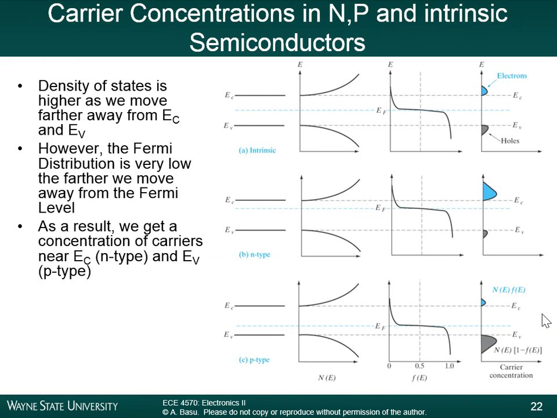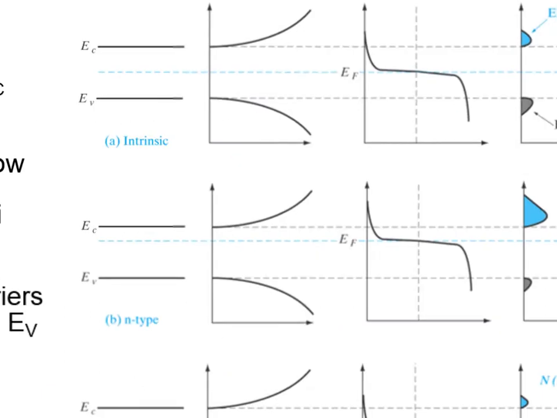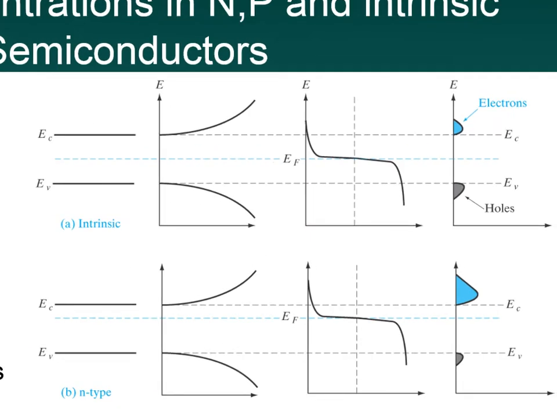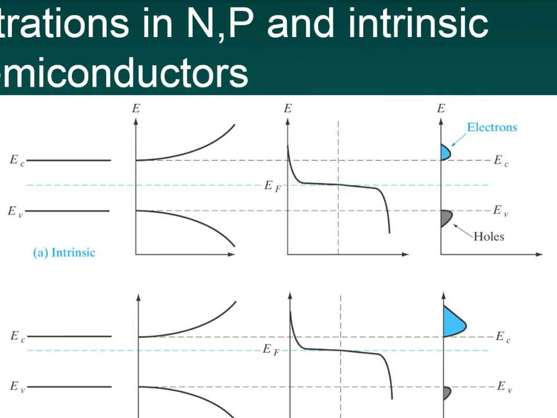So the density of states is higher as we move further away from EC and EV. However, the Fermi distribution is lower the farther we move away from the Fermi level. So let's look at an example of that. All right. So this plot is showing, here on the left, the energy band diagram. You have EC, EV, and you have EF in the middle. So this is an intrinsic semiconductor.